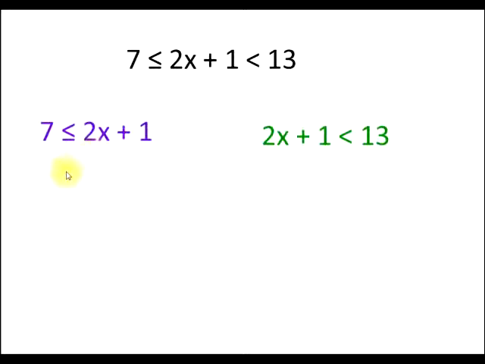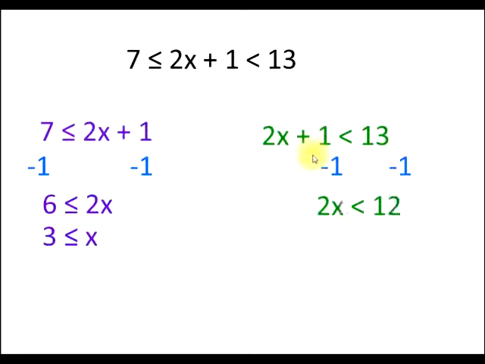Now if we solve these independently of each other, so we're going to take away one from both sides, leaving us with that, and we half both sides, leaving us with this. Now let's go over here and do this one. So we'd take away one from both sides, and we would get that. And then we'd half both sides and we would get this.